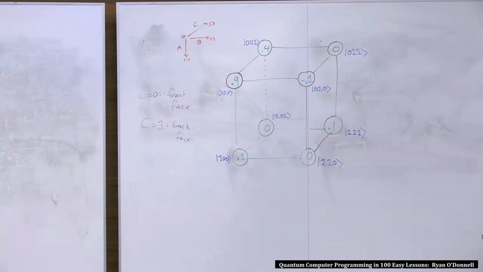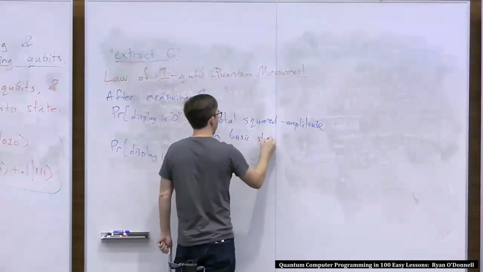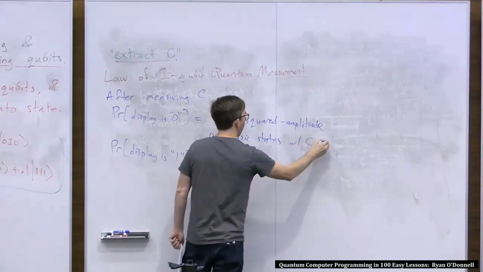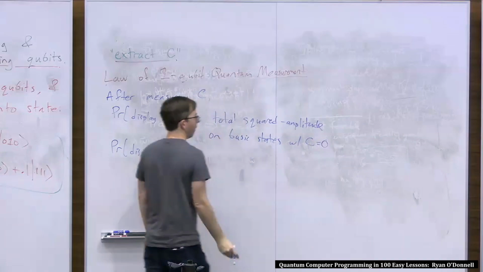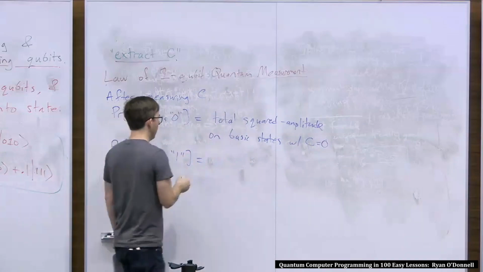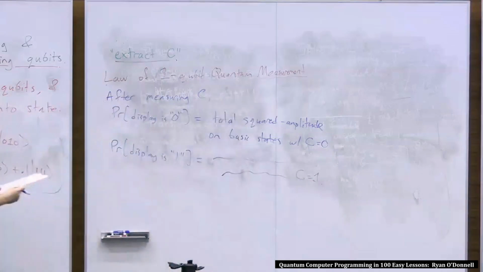That makes sense because these two probabilities add up to 1, because the total is the sum of the squares of all the amplitudes, and we know the sum of the squares of all the amplitudes is 1. It's a normalized state. So that's it. This is the total squared amplitude on basic states that have C equals 0. It's like the front face here, and it's the same thing here: basic states with C equals 1. Okay, so that's the first thing that happens.